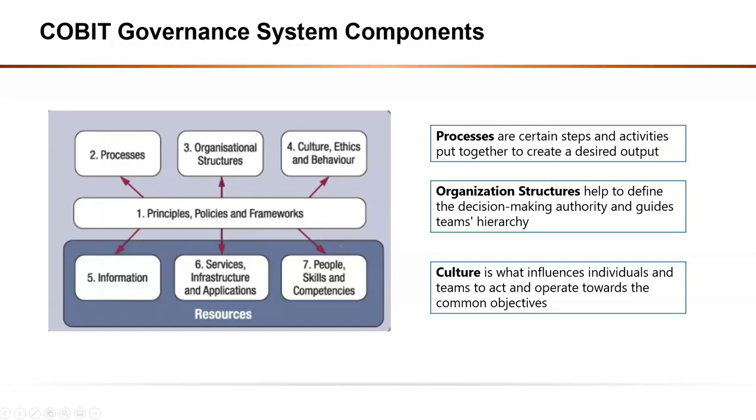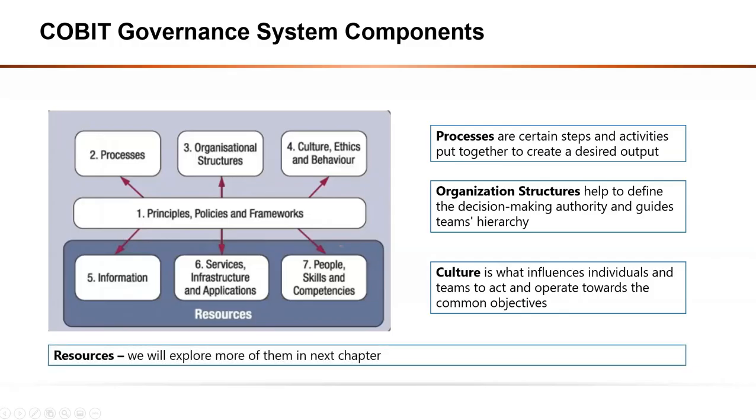As you can see here, the fifth, sixth, and seventh are resources: information, services, infrastructure, applications, and people. These are all the resources available in the company, and they are guided by the principles, policies, and frameworks, along with the processes, organizational structures, and ultimately culture. All these components are what make the company run, but having governance with these components will help set guidelines for the teams to follow. That is what COBIT governance offers companies who want a framework to set up a governance team or governance structure. We will see resources more in the next video, because that's where we are going to cover resource management.